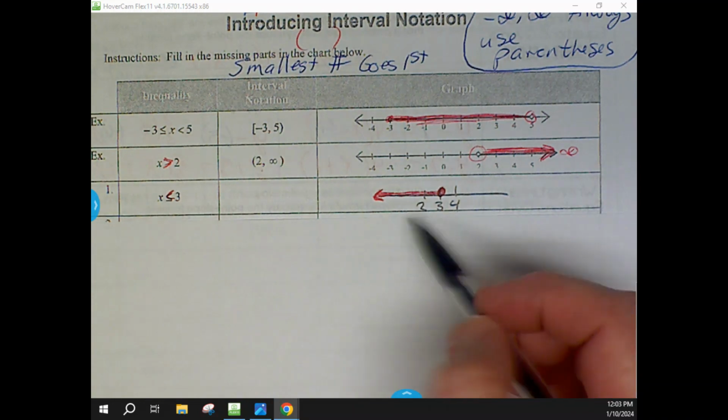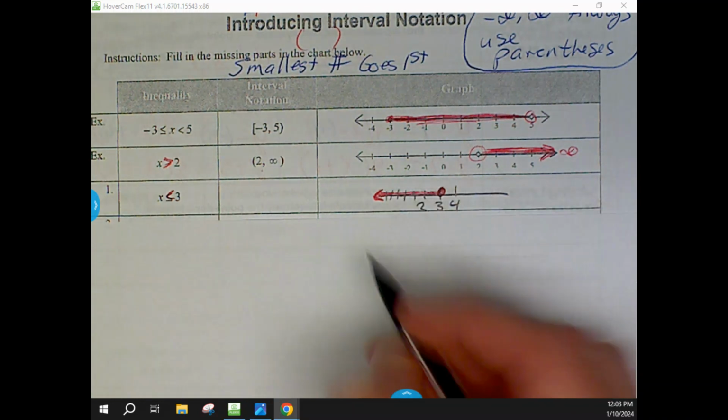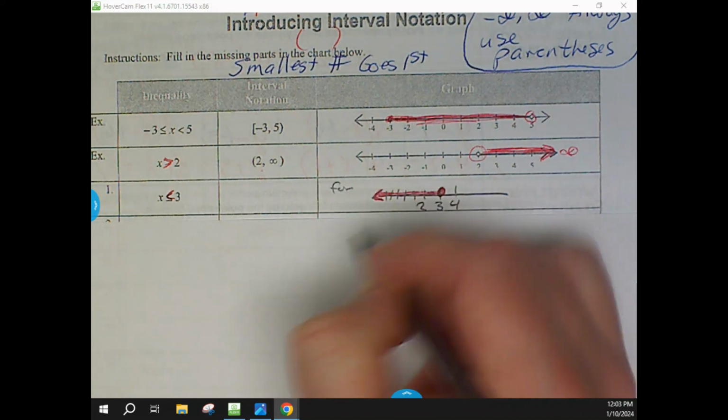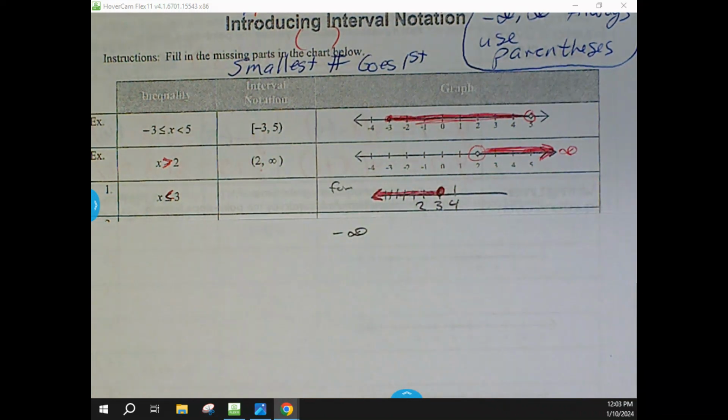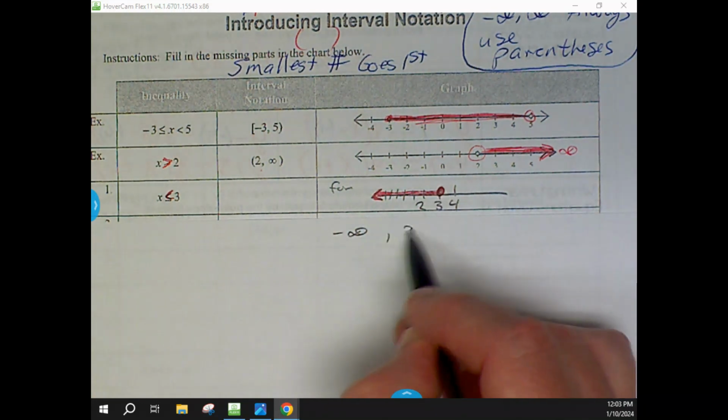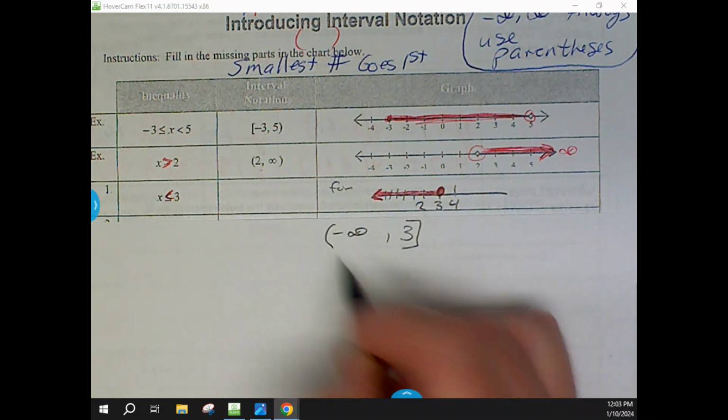Well, because again, this keeps going forever, right? So because we're shading this in, it goes forever this way. Eventually it gets to negatives. That's where we're going to have negative infinity. When you get to the right side of it, it stops at 3. It's a solid circle. So interval notation is going to look like that.